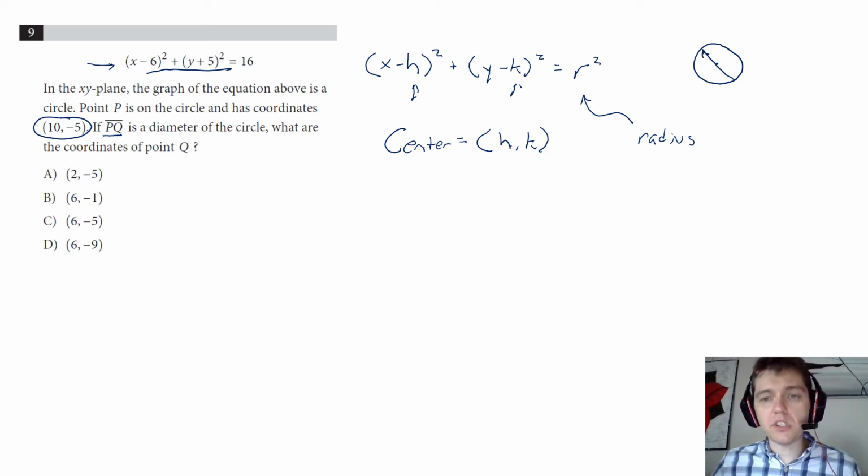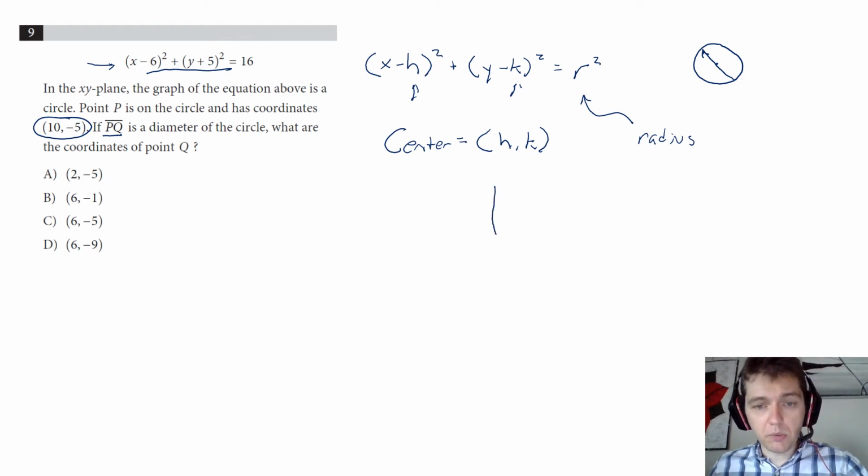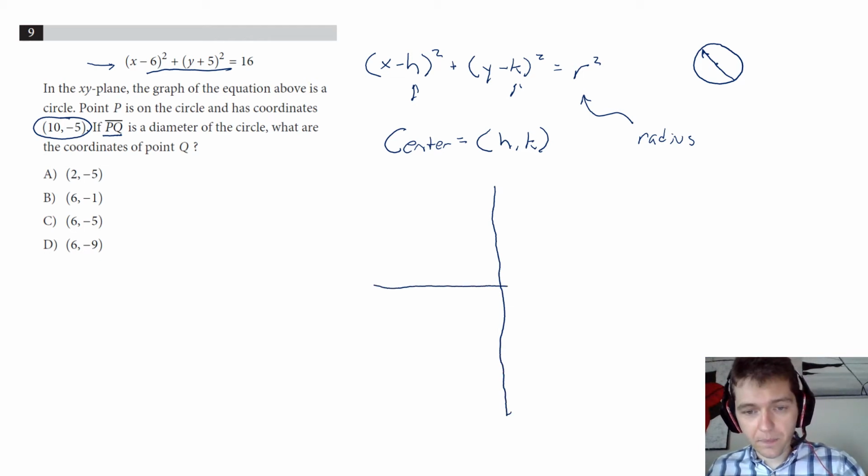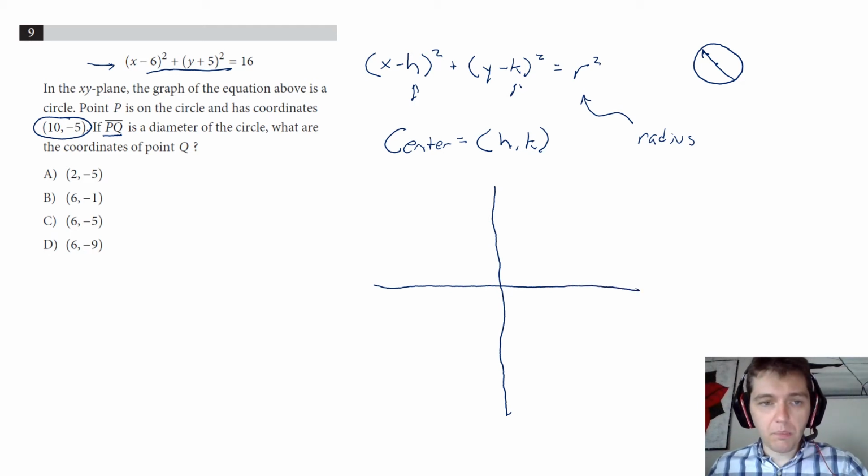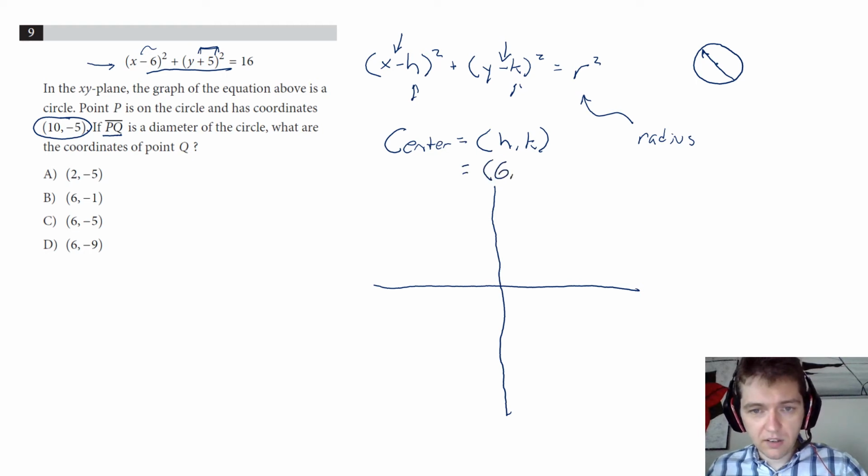And since you have numbers, what I would do personally is draw this out on an XY graph. They say this is on an XY plane. You can go ahead and make yourself a graph to make this easier to visualize. So first we know the center. They have -6 here, +5 here. Those are inverse because the standard equation is -h, -k. So the center in our case is +6, -5. Let's go ahead and plot that out.